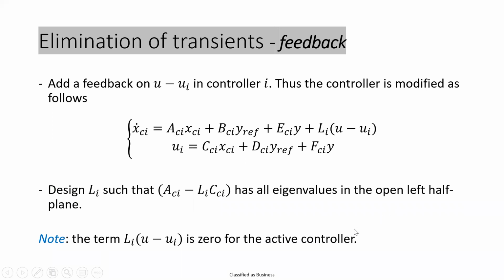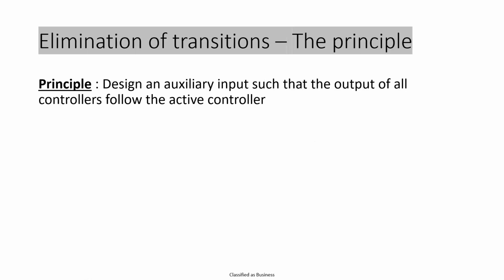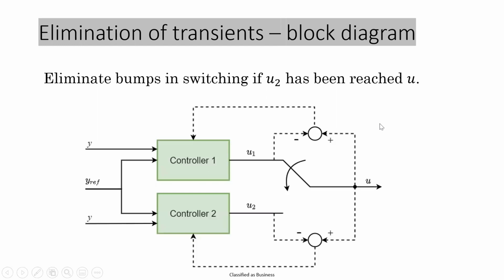So I was talking about how to switch between the controllers in the general case, when the state space representation of the controller is given like this. And I also showed you that it is very realistic that the controller can be represented in this form. Okay. Now, what is the goal? The goal is, when we switch between the controllers, we want to avoid the transient response. We want to eliminate the transient.